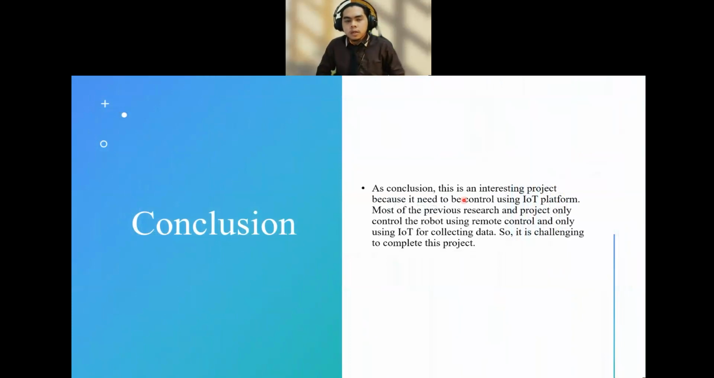So, as a conclusion, this is an interesting project because it needs to be controlled using an IoT platform. Most of the previous research and projects only control the robot using remote control and only use IoT for collecting data. In my opinion, this is challenging because I need to control the thruster using the IoT platform, and at the same time, I need to collect the data using the same platform. And that has not been done by previous researchers, and I will complete it in the next BDP.